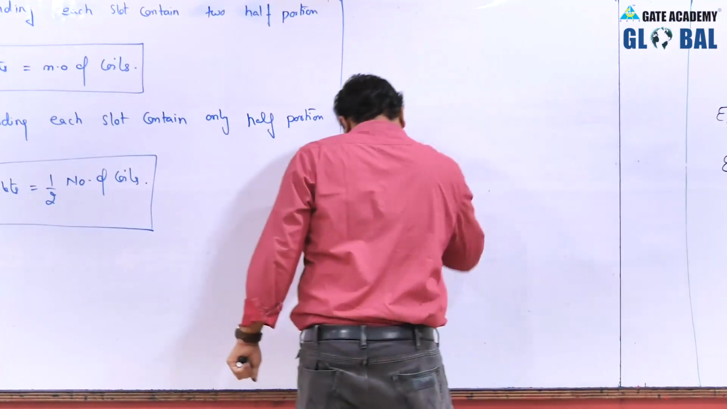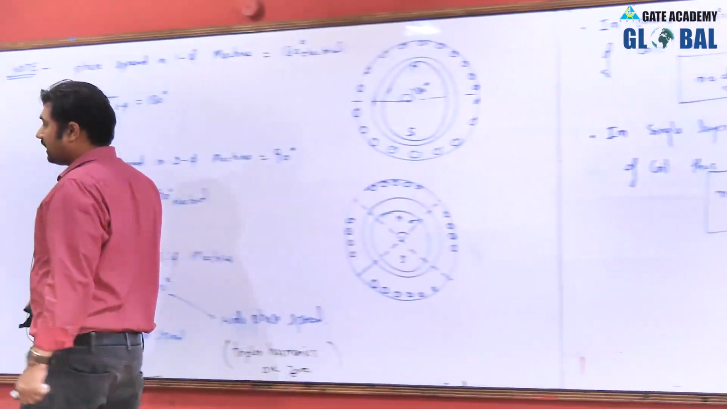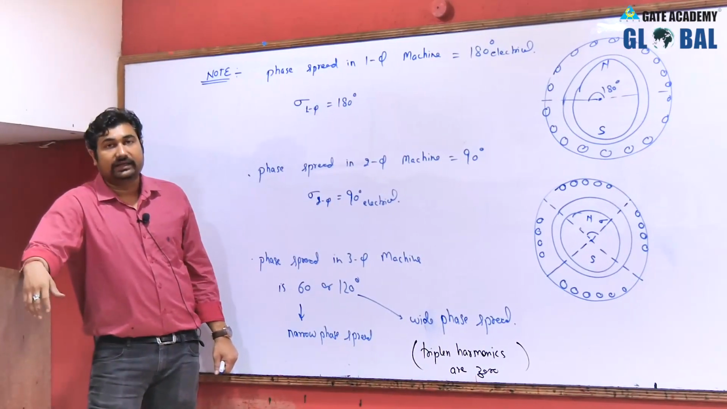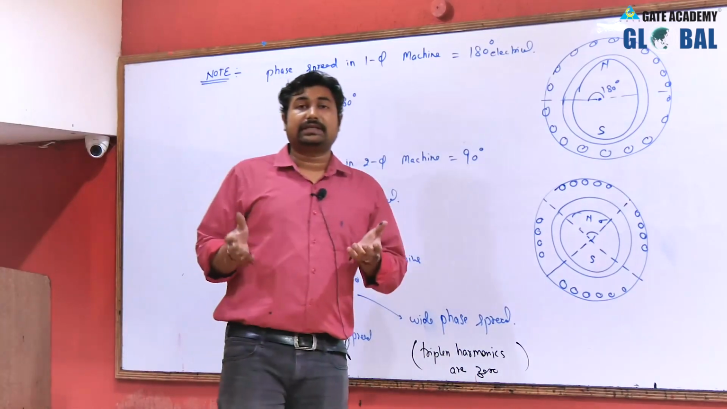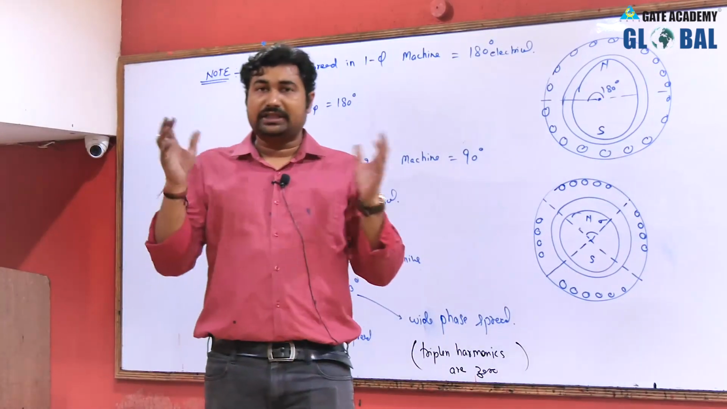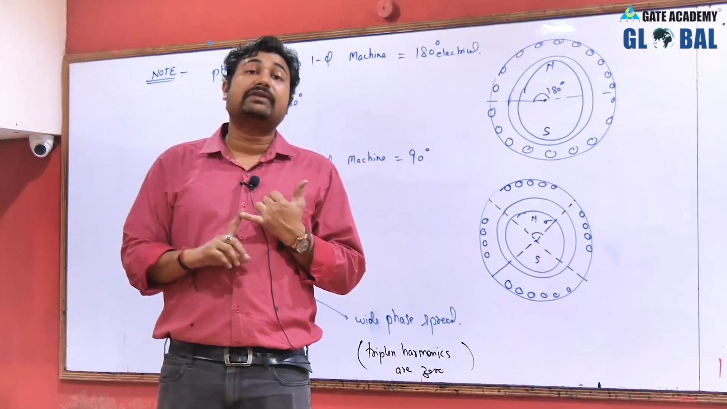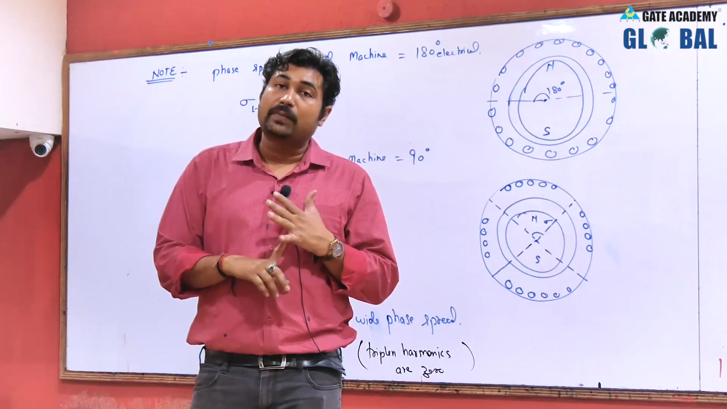Okay. Now, what are the advantages of the cording and distribution factor? So, the advantages of distribution and short pitching. We know about the advantages of short pitching. The main advantage is that the generated voltage waveform approaches towards a sine wave. Another one is copper saving.